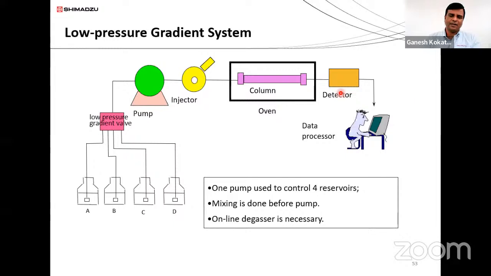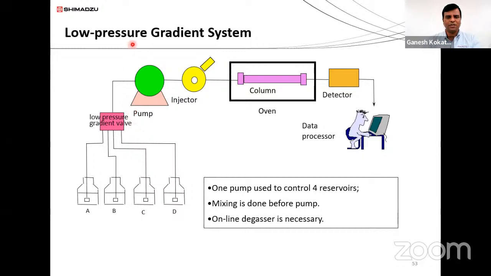What is a low pressure gradient? Low pressure gradient means there are four reservoirs, four different mobile phases, and in them we are putting some solvents. One is your mobile phase, either in basic or acidic condition, then acetonitrile, methanol, water, whatever you want to put, depending on your method development. And a low pressure gradient valve is there.